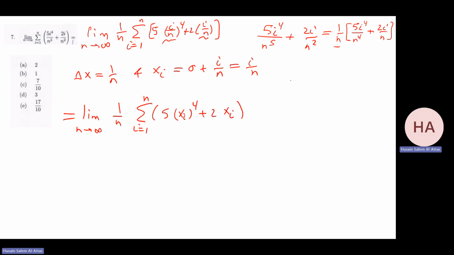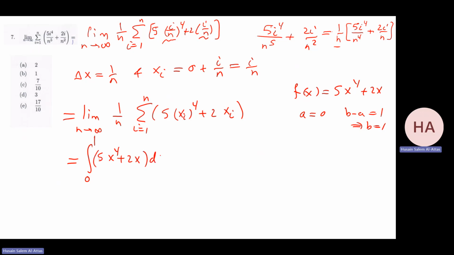I think it's very clear now. f of x is 5x to the power 4 plus 2x. a equals 0. b minus a is equal to 1, so b equals 1. So this will be the integral from 0 to 1 of 5x to the power 4 plus 2x dx. That'll give me x to the power 5 plus x squared, from 0 to 1. That gives me 1 plus 1, which is 2, minus 0, which is 2. So this is my answer.